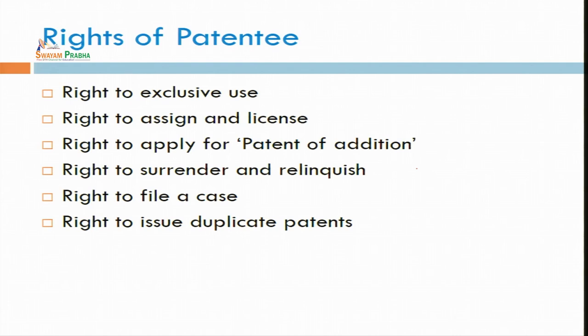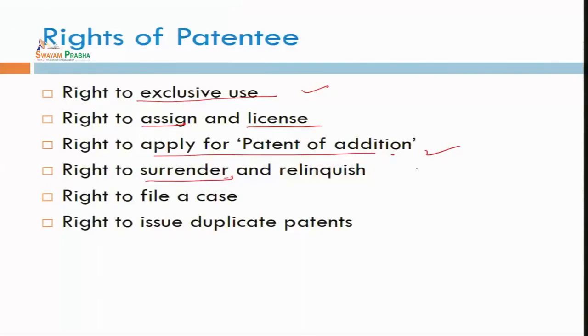After going through the registration, the patentee will get these rights. If someone violates these rights, then it becomes infringement. These rights are the right to exclusive use, right to assign, and right to give license. As it is a monopoly right, he has discretionary power to give the patent to anybody who fulfills his conditions, but that must also be reasonable. He has the right to apply for a patent of addition also. If a new improvement is made in a previously granted patent, he can apply for the patent of addition.